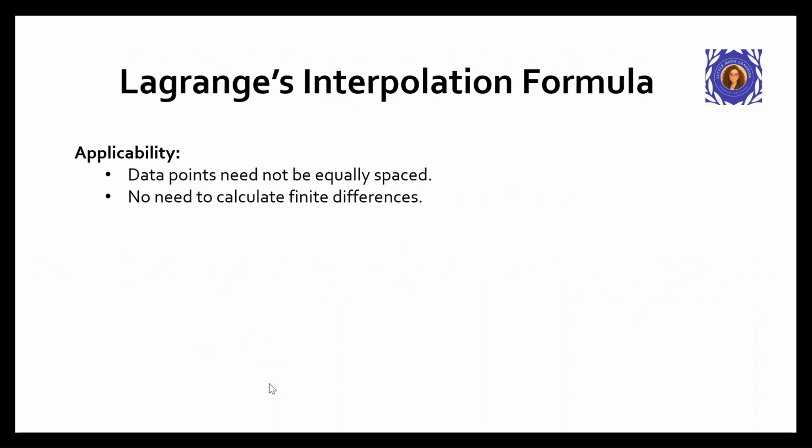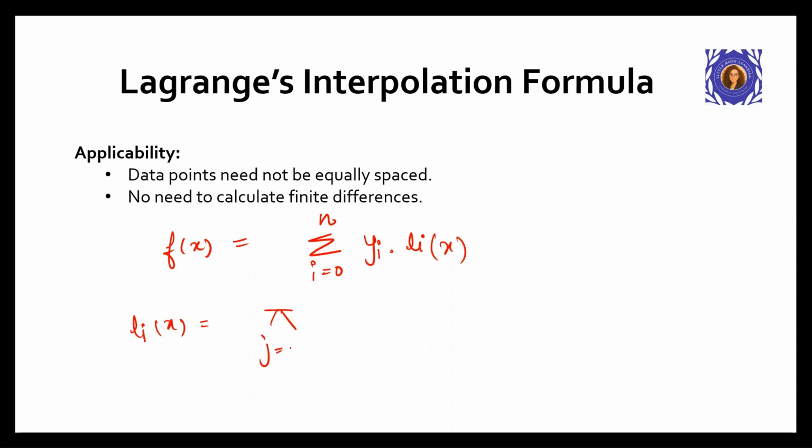It is used when data points need not be equally spaced and there is no need to calculate the finite differences. The formula for this is f(x) equals summation from i equals 0 to n of yi dot li(x), where li(x) equals the product over j equals 0 to n, j not equal to i, of (x minus xj) divided by (xi minus xj).